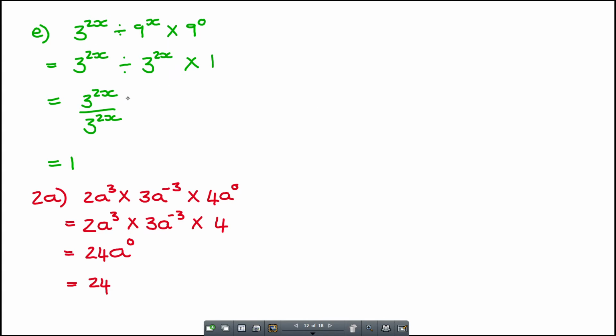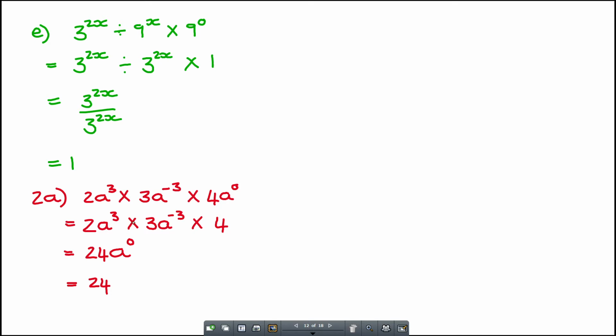Now, when I've got the same thing at the top and the bottom, it would be equal to 1. It's like saying 5 over 5. No. Yes, it cancels out, but it doesn't mean that there's nothing left. No, it's still 1. Okay, let's look at 2a.